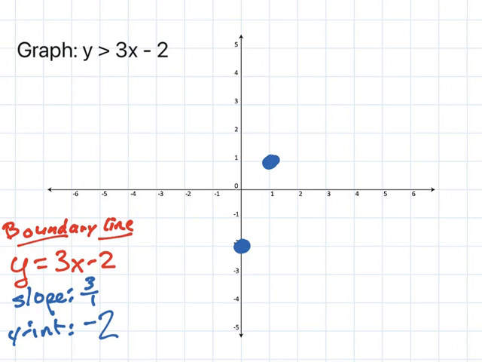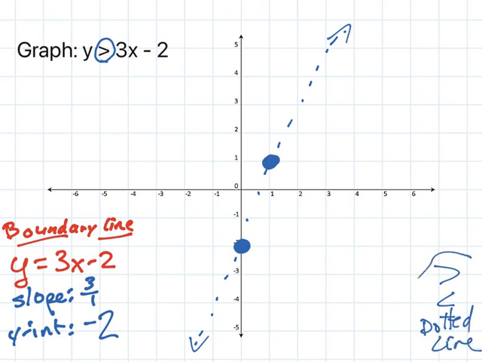Now, go back to your inequality. This inequality is greater than. That means it's not equal to. Our boundary line is not part of the solution. So I need a dotted line, because the dotted line shows this is my boundary, but it is not part of the solution. So if you have greater than or less than, we need a dotted line.